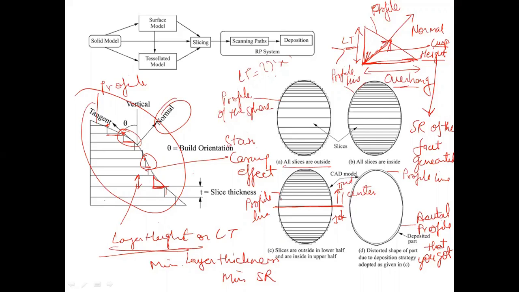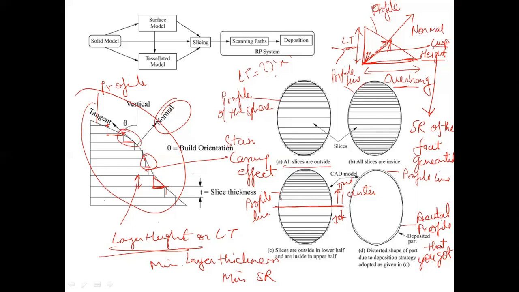So there are three basic ideas of slicing, where the slicing should lie. The first idea is that all the slices should be outside. That is, the corner edges should be outside the profile line. The second is all the slices should be inside. That is, all the profile edges should be inside the profile line. And the third idea is you cut the object into half. One half should be outside the profile line and one half should be inside the profile line.